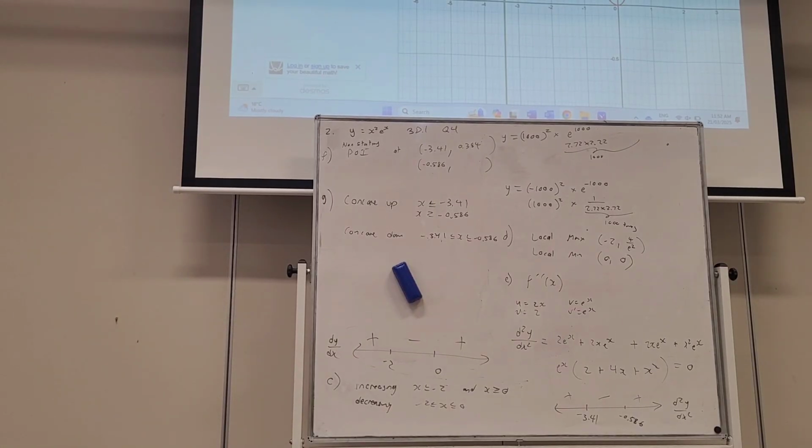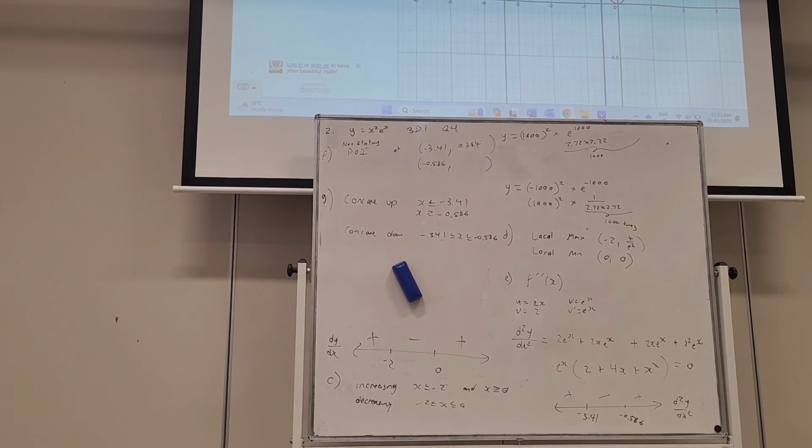And the other one we have is that x is minus 0.586. Okay, so the other point of inflection here, look, concave down in between those regions, and then concave up. Fantastic, okay? So we can see the points of inflection, and we can see the change in shape.